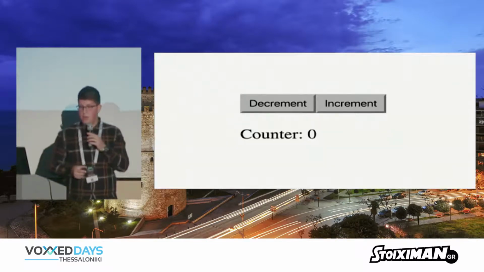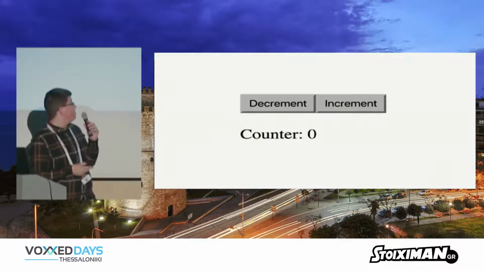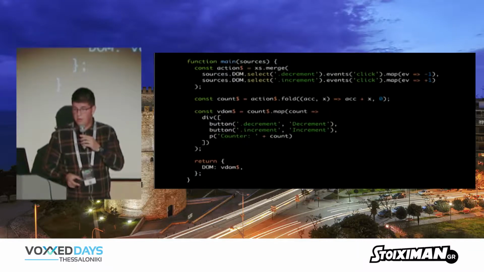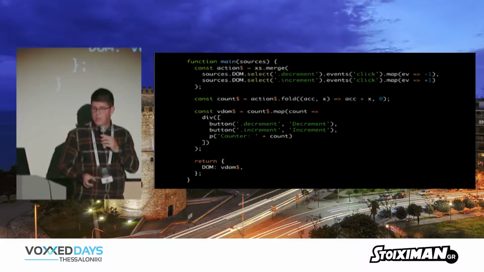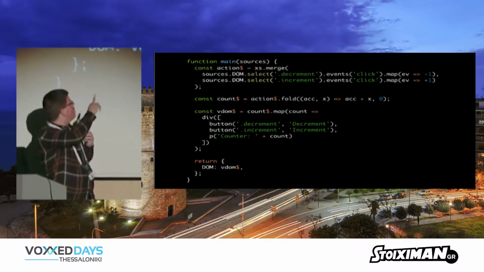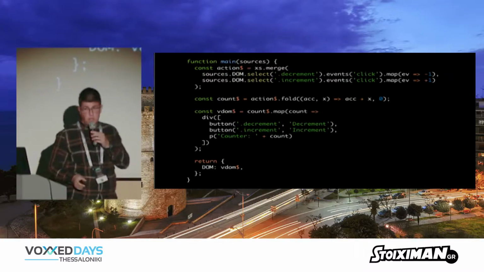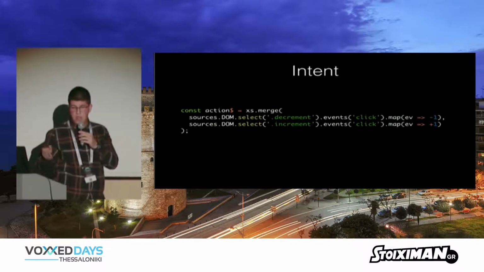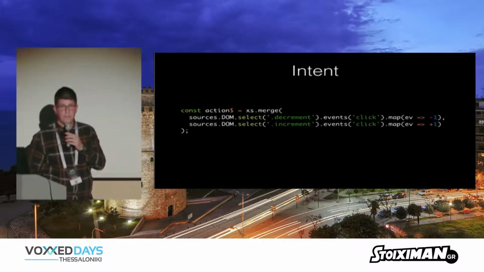This is how our simple app looks when we run it. And this is our main function. So you see there are some empty lines that separate the logic. The first thing is intent. Here we're making our action stream.